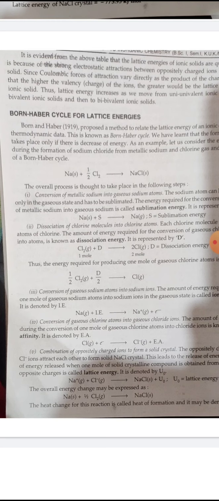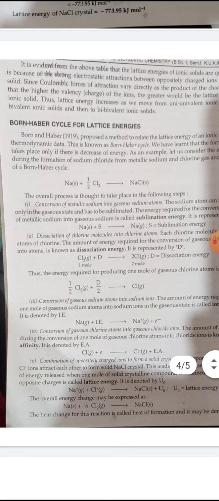In the first step, there is conversion of metallic sodium into gaseous sodium atoms. That is, a sodium atom can lose its electron only in the gaseous state, so it has to be sublimated. The energy required for the conversion of 1 mole of metallic sodium into gaseous sodium is called sublimation energy, and it is represented by capital S. That is, sodium in the solid state plus sublimation energy gives sodium in the gaseous state.